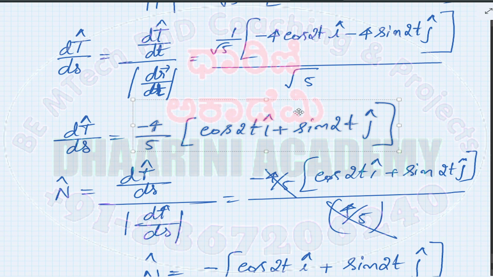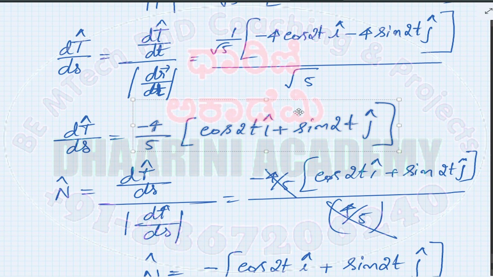Okay, so we write that. I can see that the 4 by 5 and 4 by 5 cancel out each other, and after we cancel them, what is left is the required answer, and in this case that answer is equal to minus cos 2t into i plus sin 2t into j. So overall that's the final answer. Now let's proceed further, and we'll try to solve different sets of problems.